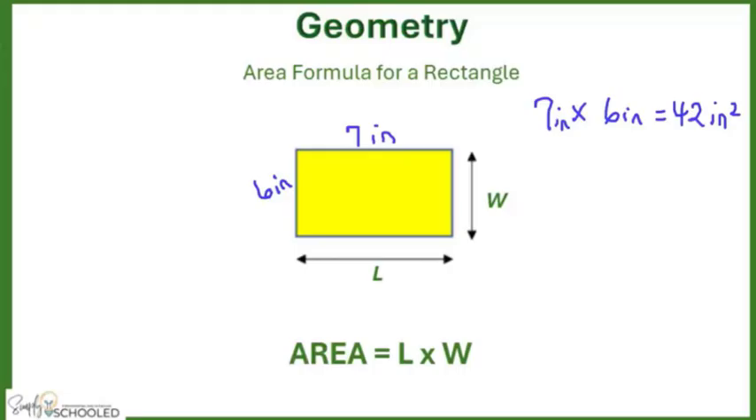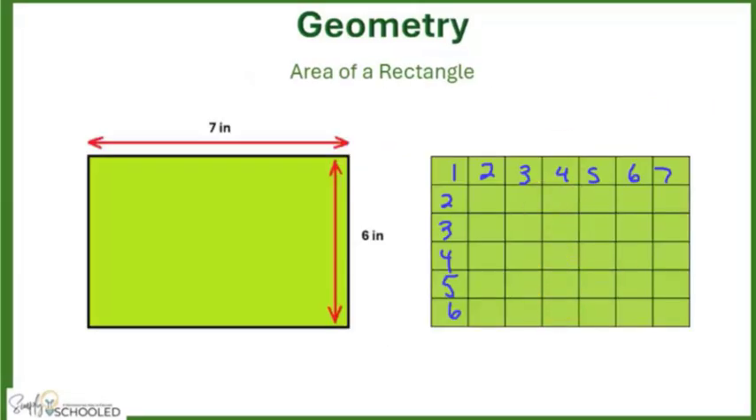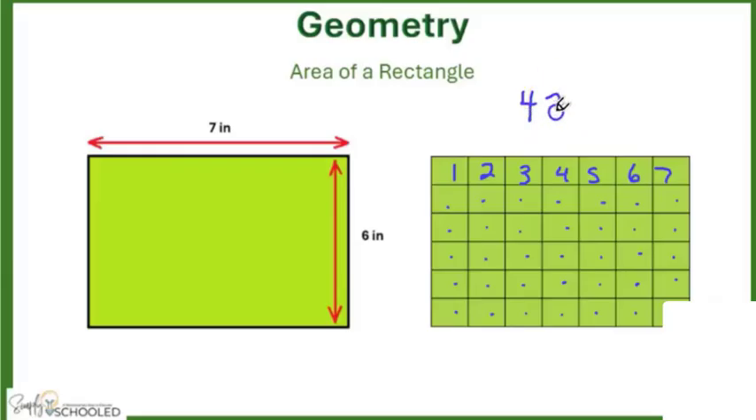So let's see if that works. Let's go back to the previous slide. If we just count the squares, let me erase these. So we have 1, 2, 3, 4, 5, 6, 7, 8, 9, 10, up to 42. So we got the same answer, 42 inches squared.